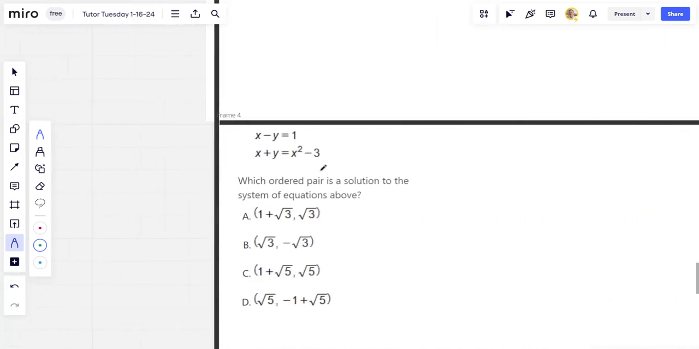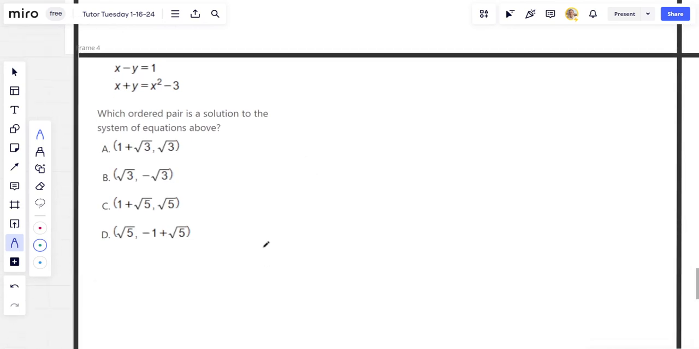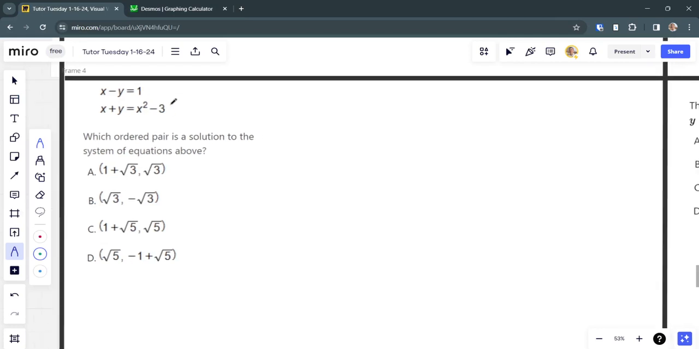Alright, I have another set of math questions for you guys. This one actually is an interesting one. Let's do this with Desmos, since we can do that with the digital SAT now. I want to show you guys how useful it can be. So it's asking us which ordered pair is a solution to the system of equations above.